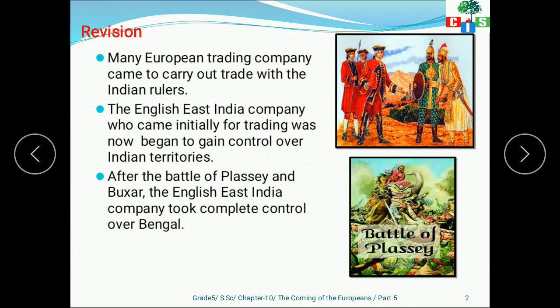They adopted two things. One is they fought many battles, so they went for war, and secondly through their policies. Fine. Now after the battle of Palasi and Buxar, so they fought two battles which were very important in our history. That is, one is the battle of Palasi, other is the battle of Buxar. So after the battle of Palasi and Buxar, the English East India Company took complete control over Bengal. Fine. Now what happened after that?